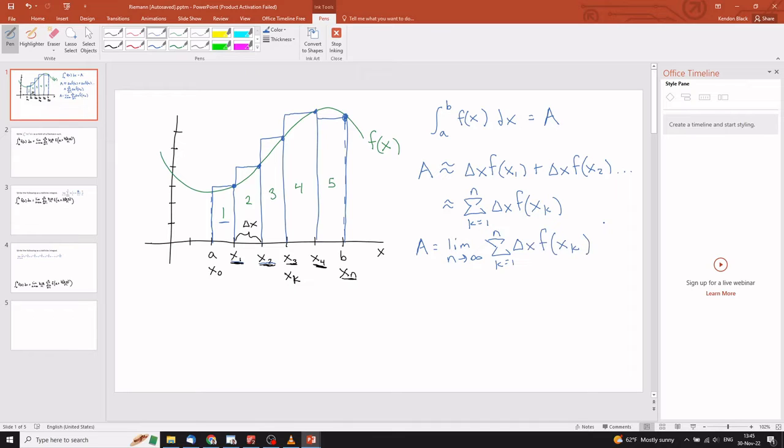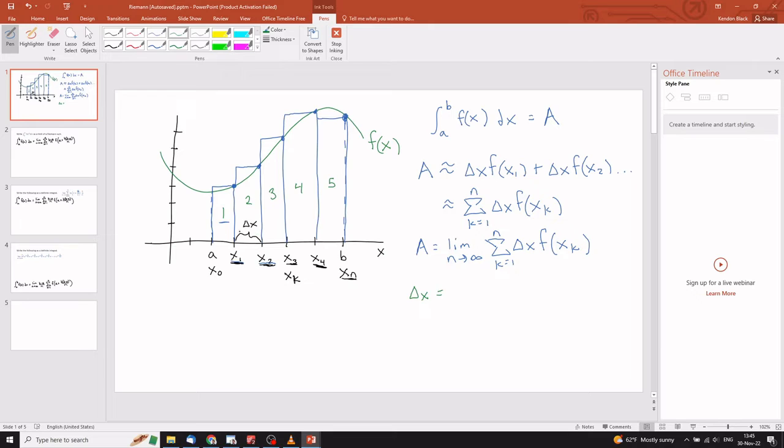Okay, now before we relate these two formulas, the two formulas for area, one using the definite integral and the other using the Riemann sum, there's a couple more things I want to break down in the formula. I want to break down the delta x and the x sub k. So let's see if we can come up with a more detailed description of delta x. What does delta x equal in terms of b, a, and n?